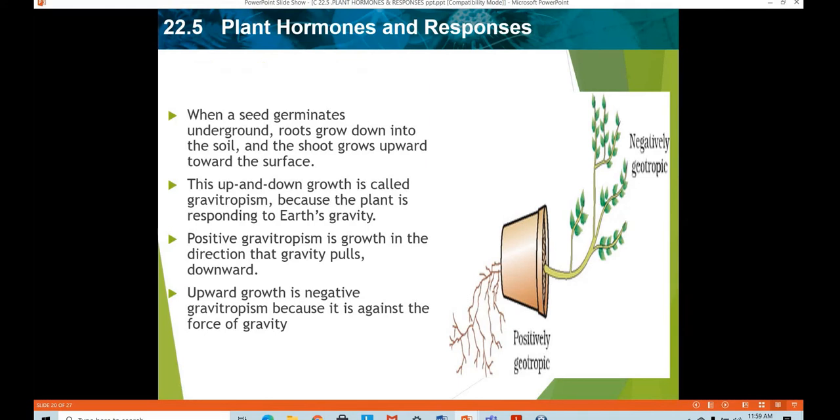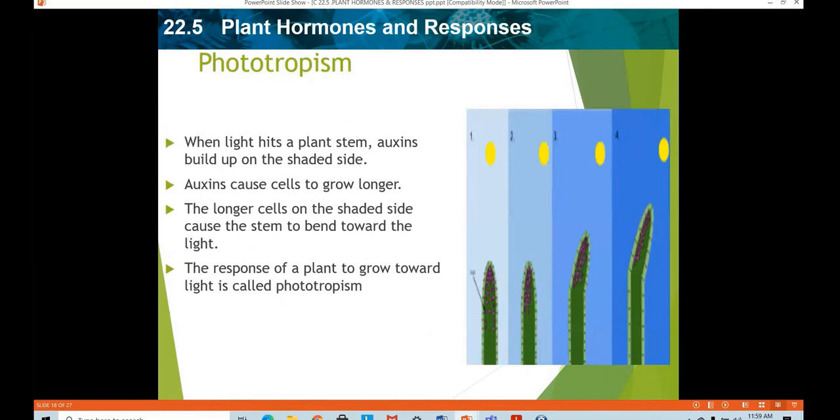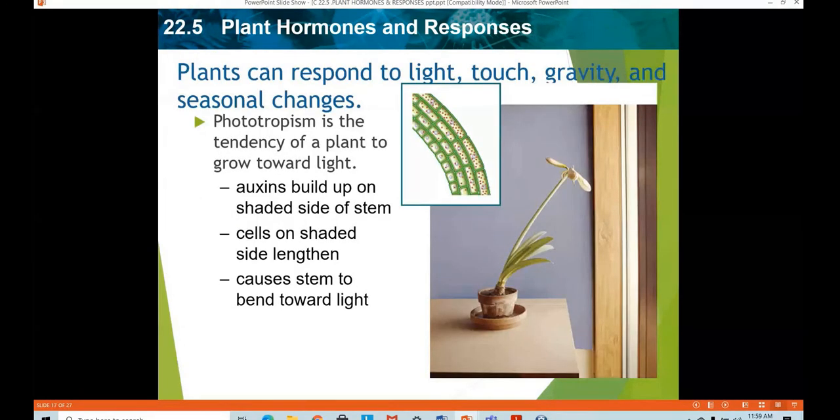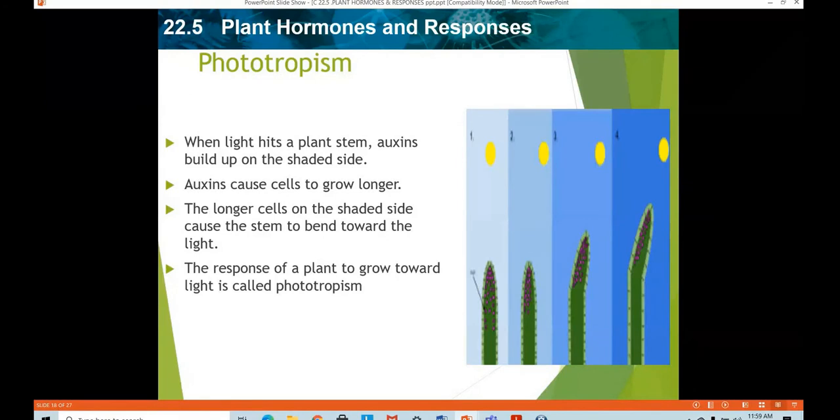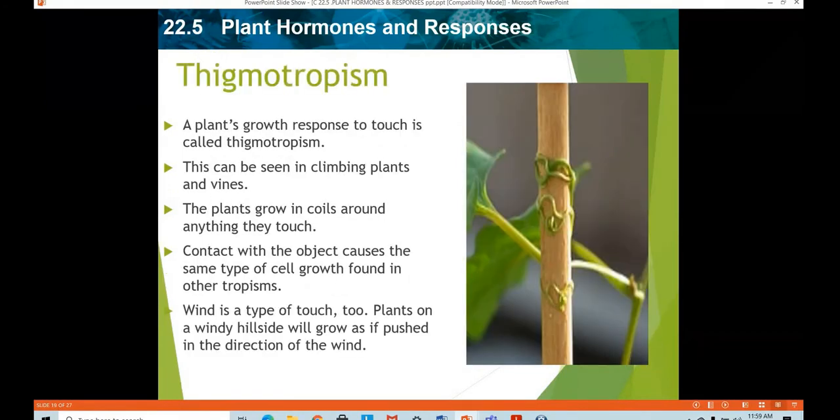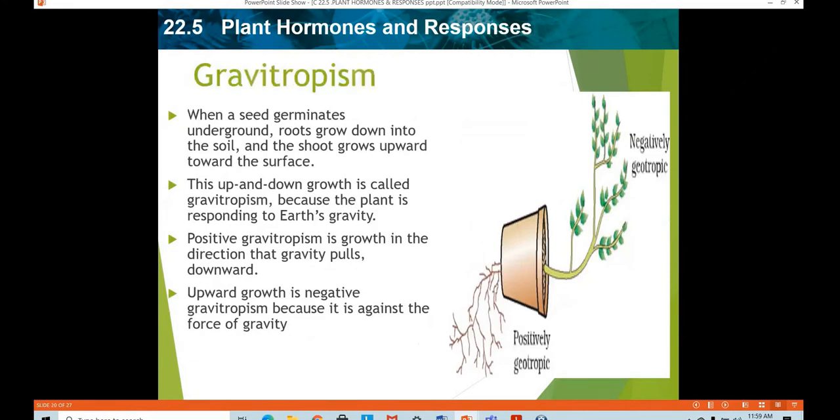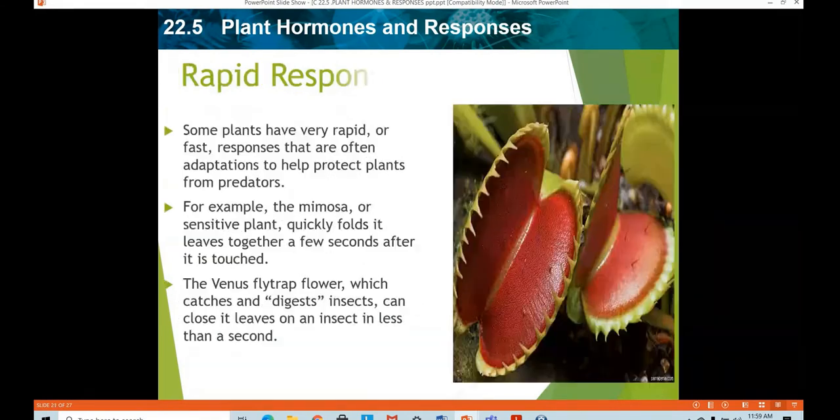So these are the three types of responses, how plants respond to external stimuli. We spoke about phototropism, which is the response to light. We spoke about thigmotropism, which is the response of plants to touch. And we spoke about gravitropism, which is the response of plants to the gravitational pull of the earth.